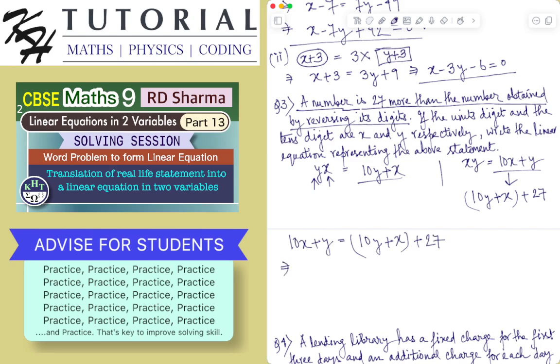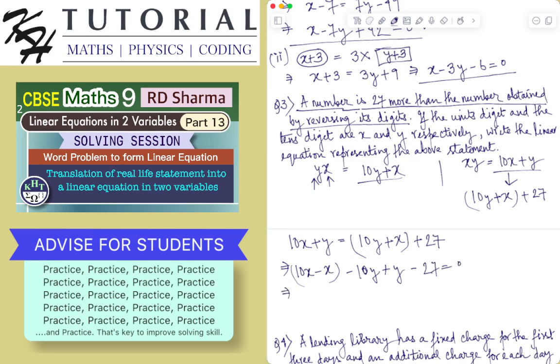Now expressing this linear equation in the standard form, if I bring everything to the left hand side, I have 10x minus x minus 10y plus y minus 27 is equal to 0.